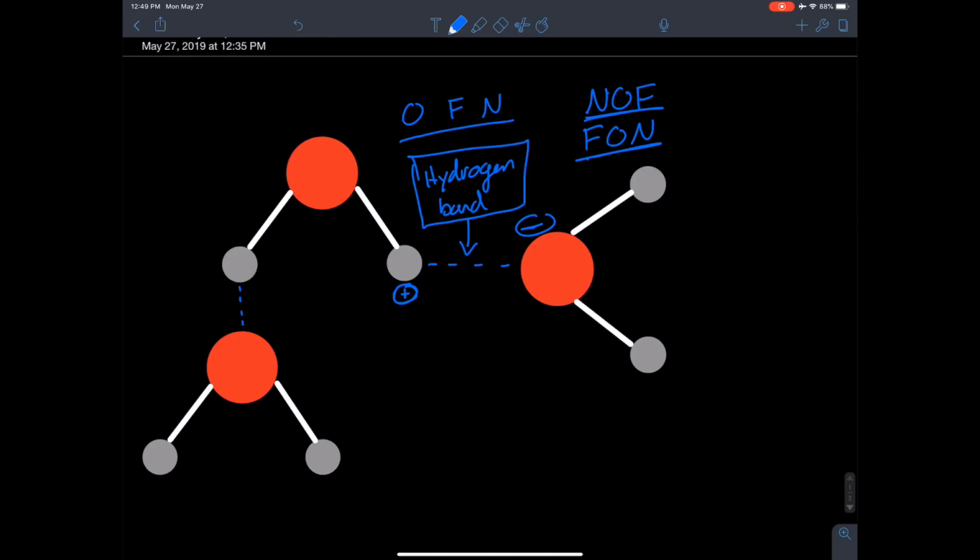And is that an intramolecular or intermolecular force? This time we're talking about an intermolecular force. Oh no, that's right. Inter, between molecules. So we have two separate molecules here being attracted because of hydrogen bond. Okay, now this hydrogen bonding is what makes water what it is.